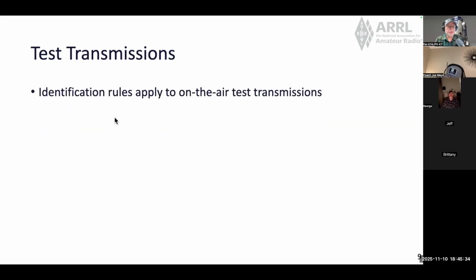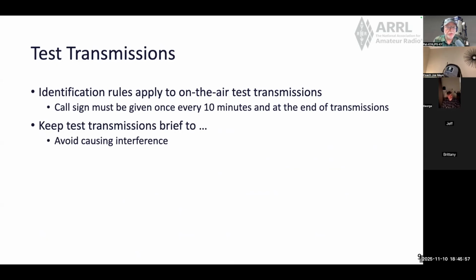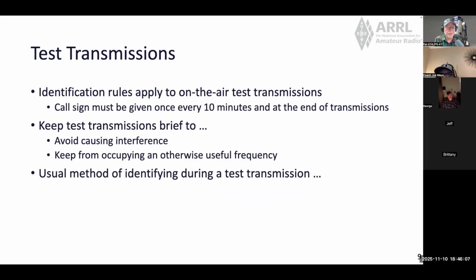So, test transmissions. Identification rules apply to on-air test transmissions. Call sign must be given once every 10 minutes and at the end of transmissions. Keep test transmissions brief. You want to avoid causing any kind of interference, and keep from occupying an otherwise useful frequency.